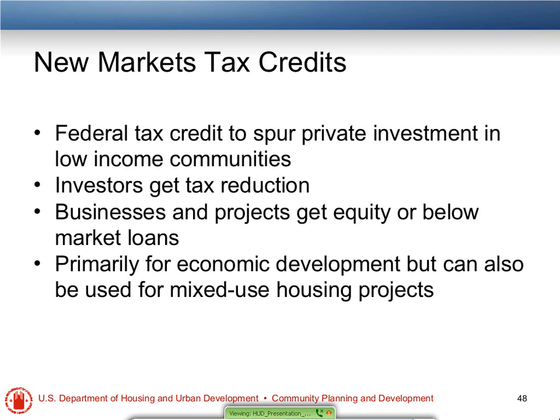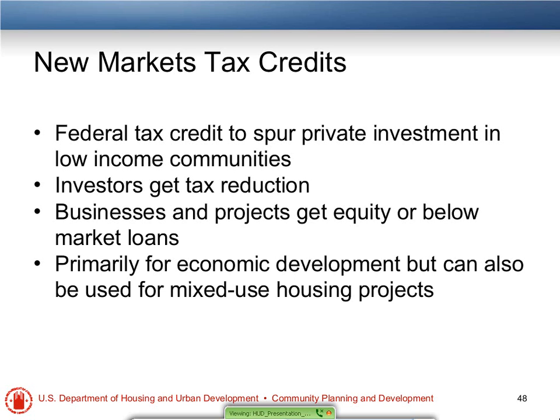With New Markets Tax Credits, like other tax credits, the investor is going to get the tax credit, but the business or the project will get either equity or a loan that will be forgiven over time or treated like equity over time, or they might get a lower interest loan, a below market rate loan.